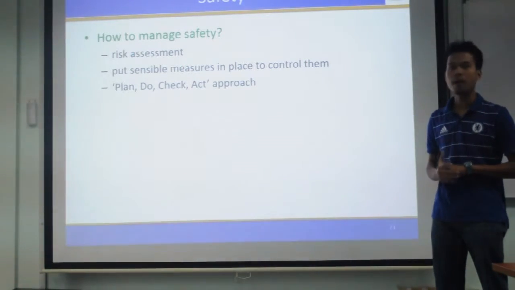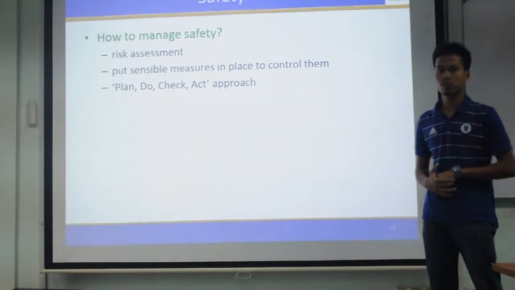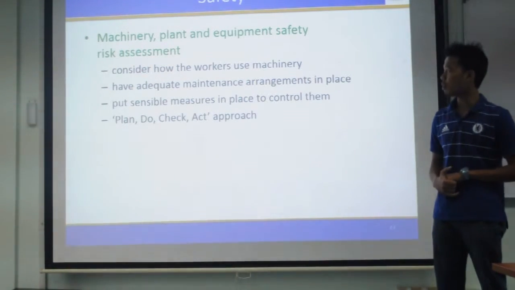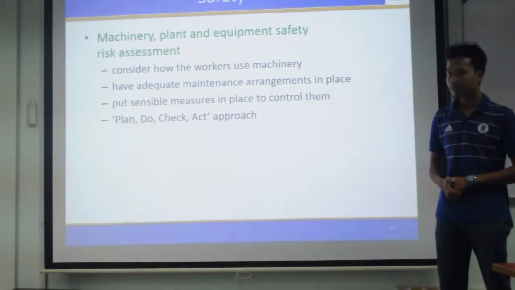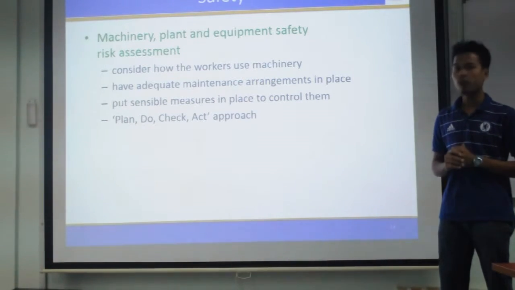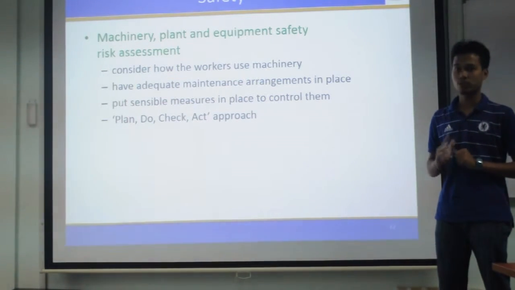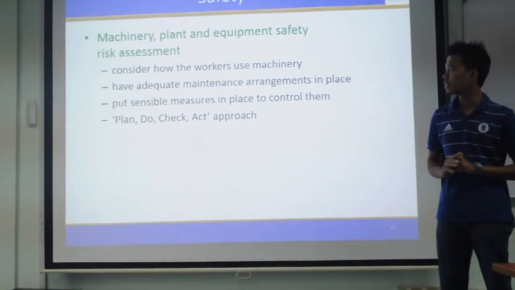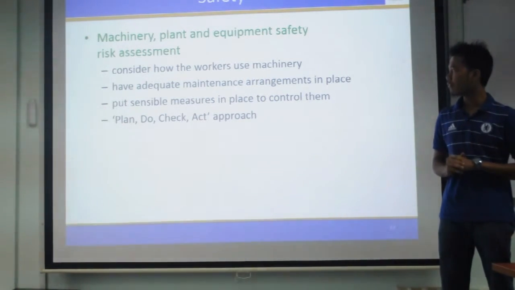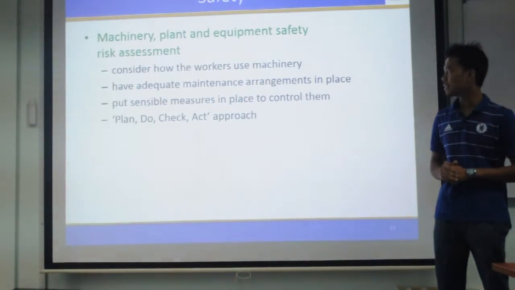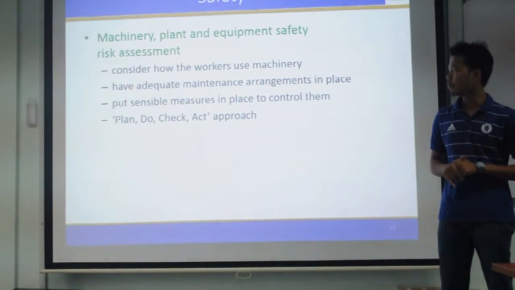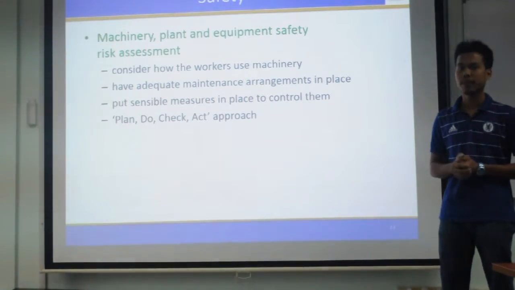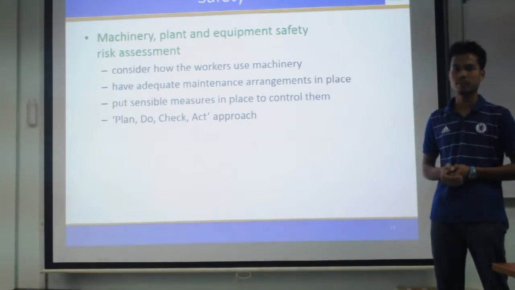We do the risk assessment using the plan, do, check, and act approach. Next is about the safety of machinery, plant, equipment, and safety risk assessment. About the machine and plant, we consider how the workers work with machinery. They need to know how to use it properly so the machine will always be in good condition. Next, we have to have adequate maintenance arrangements in place. Maintenance is very important to ensure the machine is working properly every time we are working with it. Next, like I said earlier, we have to put sensible measures in place to control them and use the plan, do, check, and act approach.